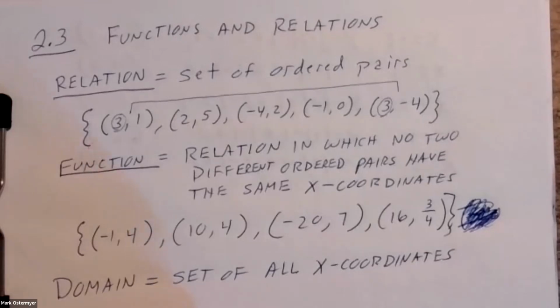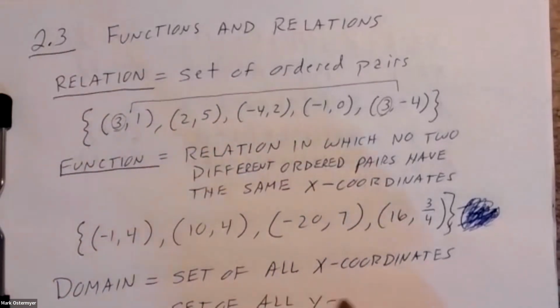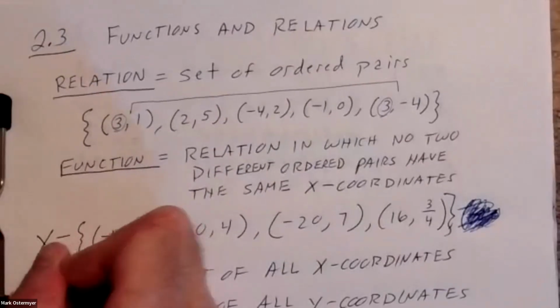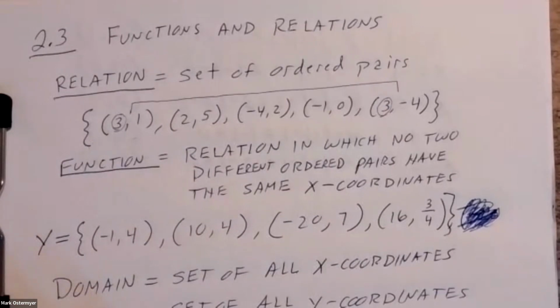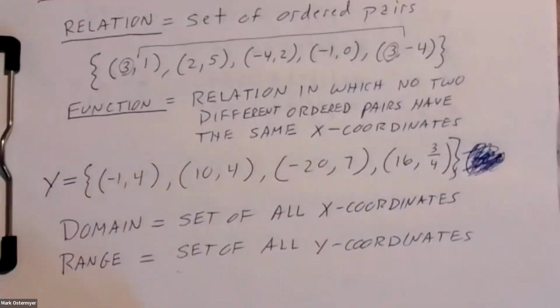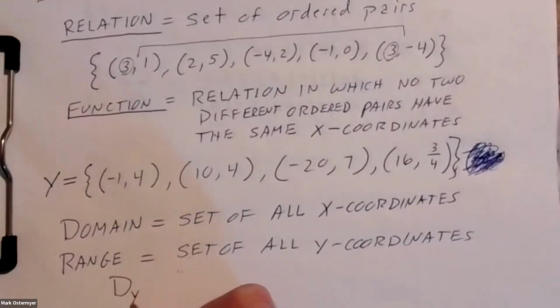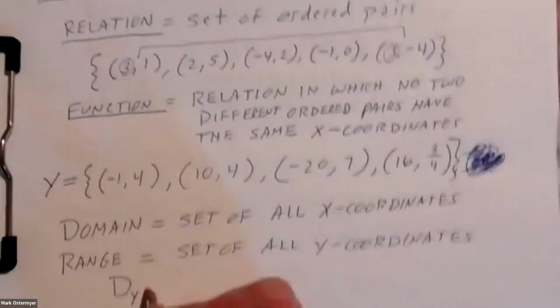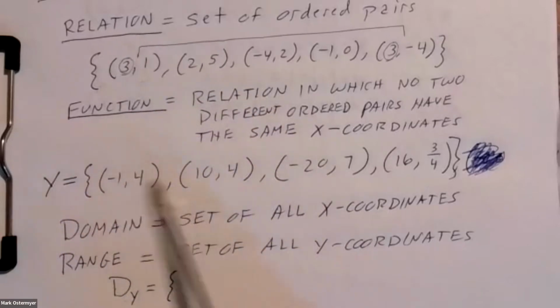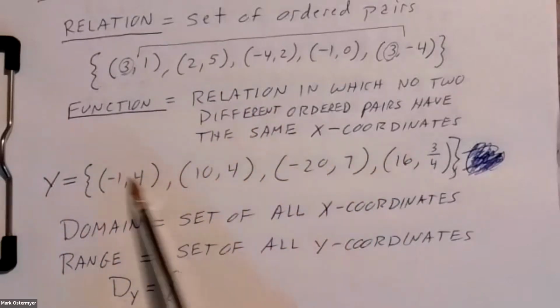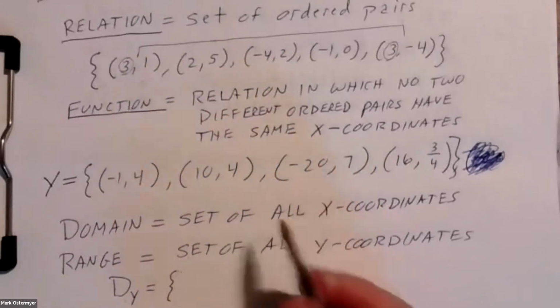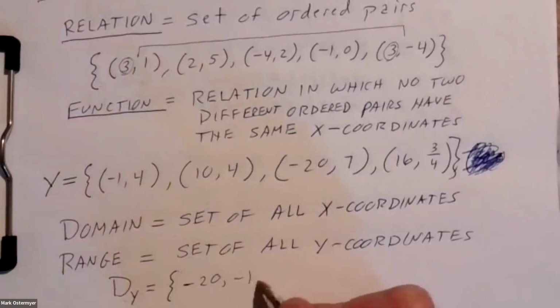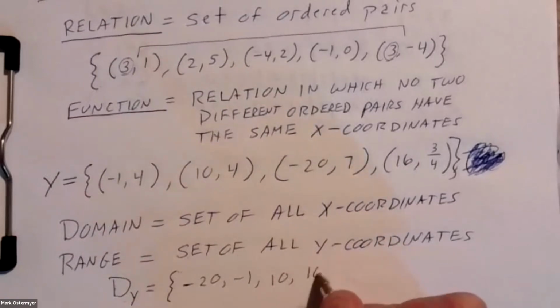And range. What's the range of a relation or a function? The range is the set of all y coordinates of a relation or a function. Suppose I called this function y. What would be the domain of this function? And notice the notation, D for domain, and the little y means the domain of function y. Well, it would be the set consisting of all x coordinates. And what are all the x coordinates? To put them in order from smallest to largest, left to right, we have -20. That would be in the domain. -1 would be in the domain. 10 is in the domain, and 16 is in the domain.